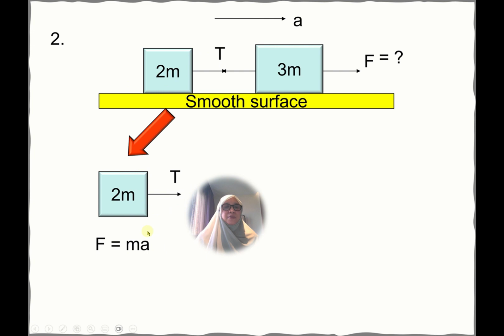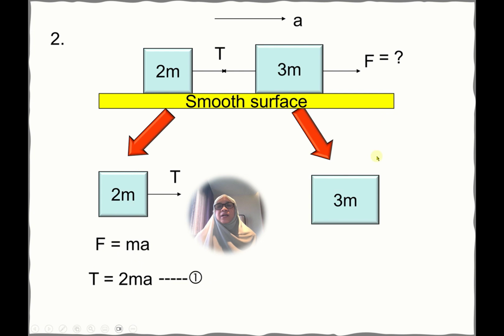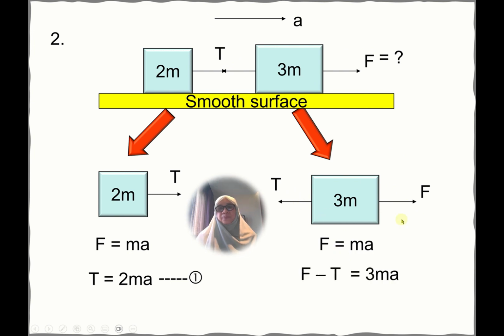So we form the equation using Newton's law, F equals to ma. F is the resultant force, so therefore T equals to 2ma, because the mass of the block is 2m. This is equation 1. For block 2, we do the same, but this time the forces acting on 3m are 2, which is this F, and then the tension in the string, from the action-reaction force here. Using F equals to ma, the F will be F minus T, because F follows the direction of A, to the right. So F is positive. So F minus T equals to 3ma. This is equation 2.